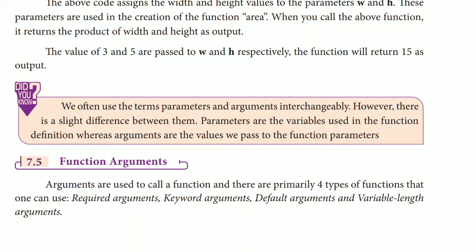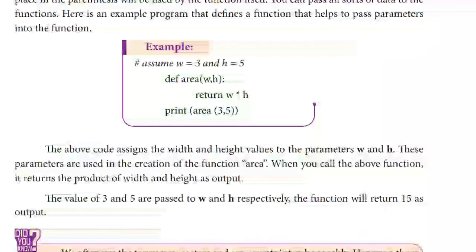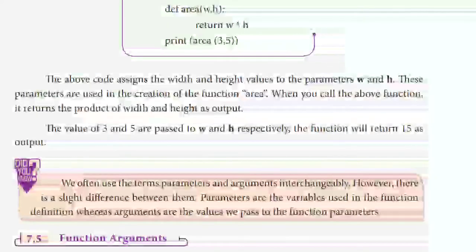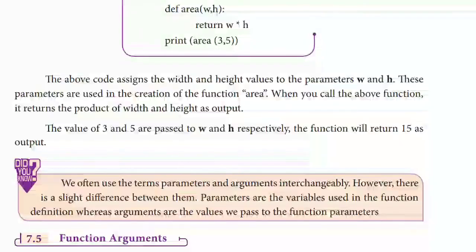So in the above example we can see that w comma h are the parameters. Since they are variables, they don't have any value in them. But when calling the function, area 3 comma 5, this 3 comma 5 is the argument. Argument means the value. So 3 comma 5 is the value that is given to the parameters w comma h.